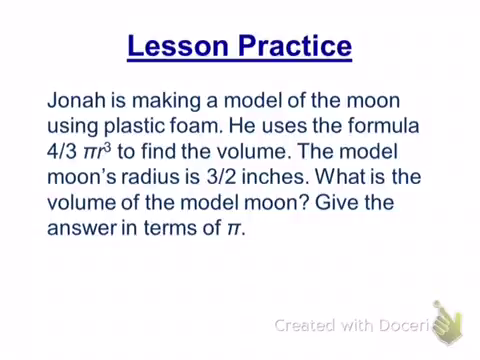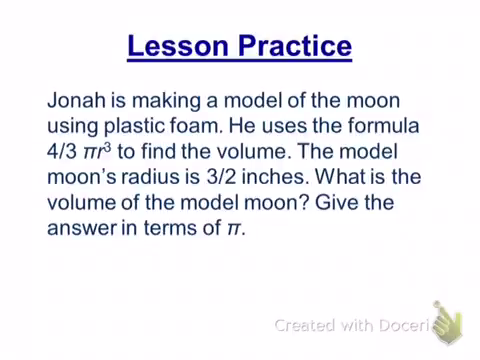The model moon's radius is 3/2 inches. It's 1.5, right? What is the volume of the model moon? Give the answer in terms of pi. What does that mean when it says give the answer in terms of pi? Nick? Like 13 pi, you don't have to multiply out. It means we're not going to be using a decimal approximation for pi, right?